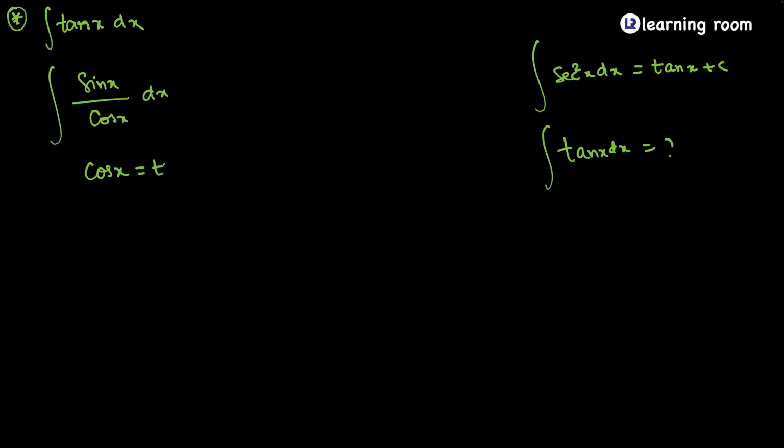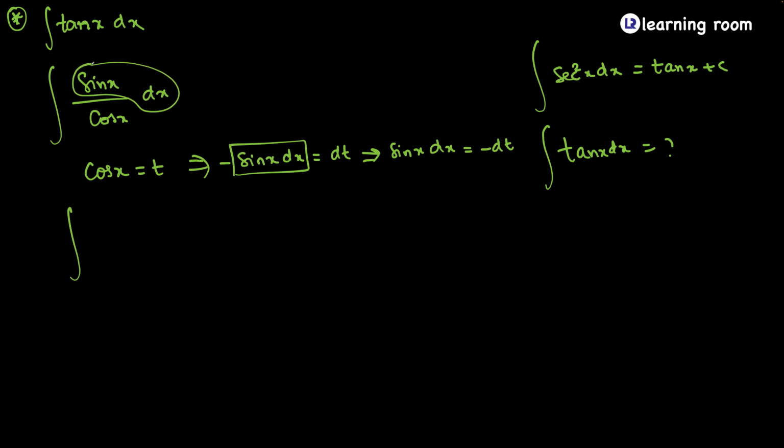So when I substitute cos x as t, you will get minus sin x dx is equal to dt, right? So sin x dx will be equal to how much? Sin x dx will be equal to negative of dt. So take that and substitute it there. So instead of sin x dx, I'm going to have minus dt divided by cos x, which is t. So what is the integral of 1 by t? It is log t plus c.